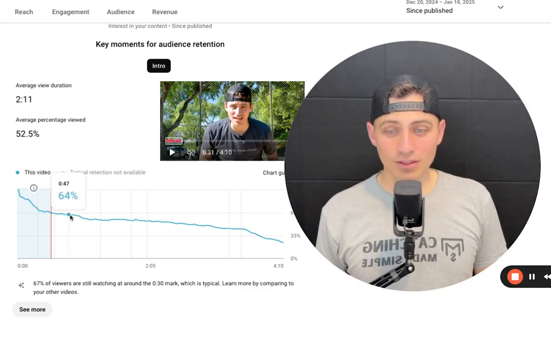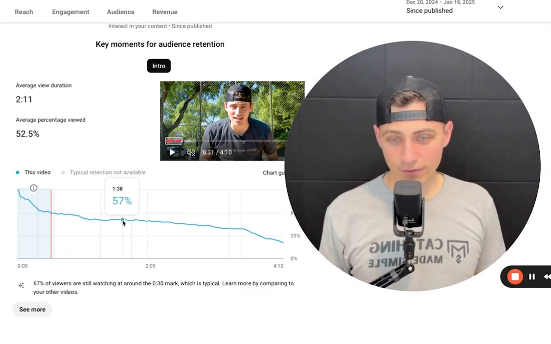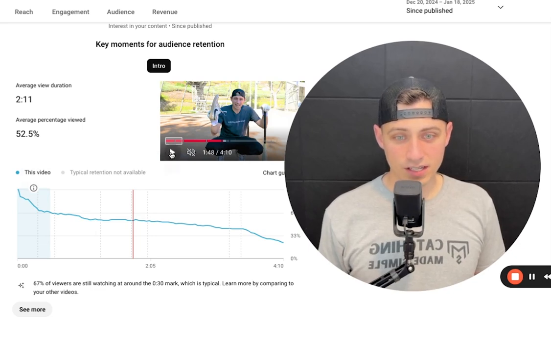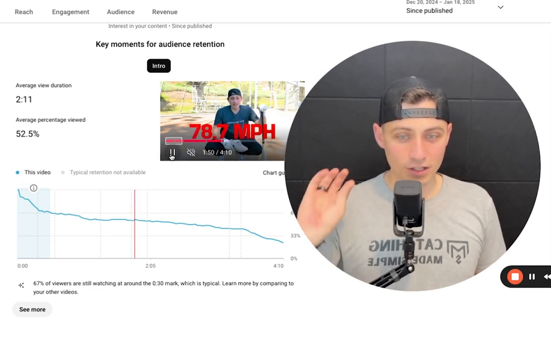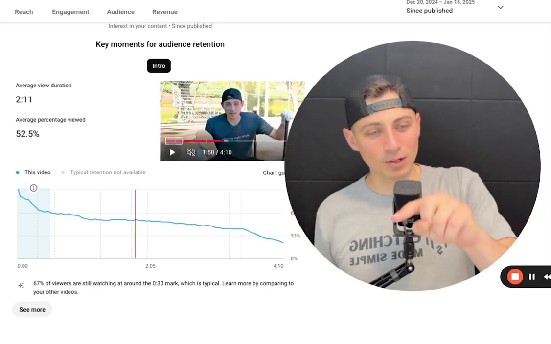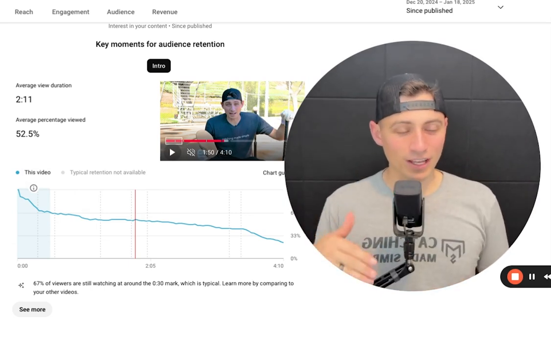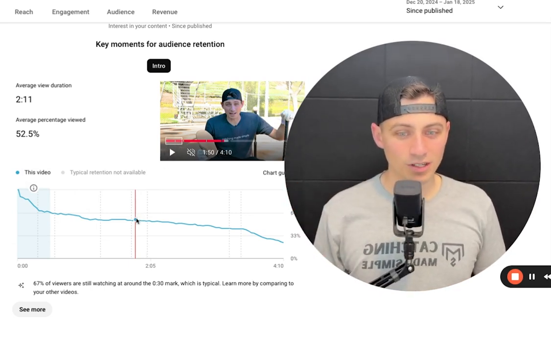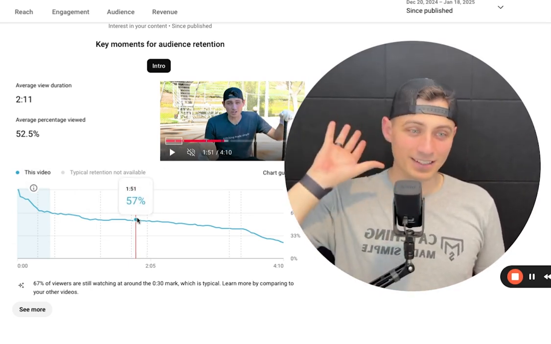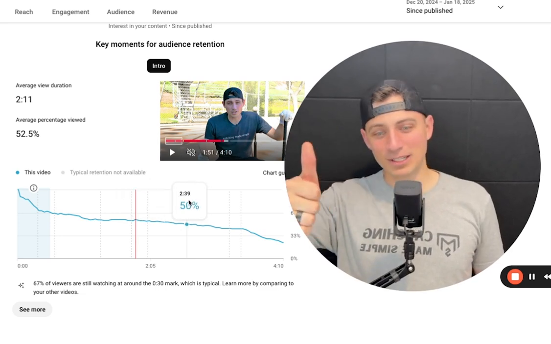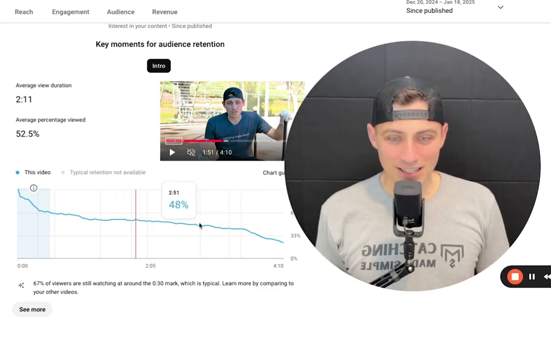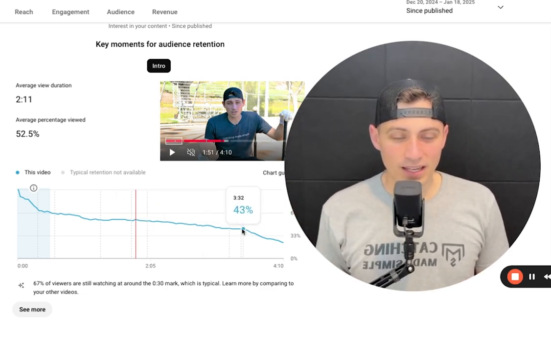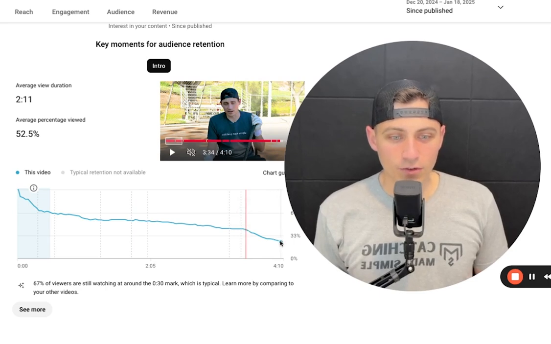So as we go through this, this is still pretty good. It flattens out even a little bit more right here. There's a little spike, and this is interesting because look at what is the spike. It's people double clicking back so that they can look at what showed up on the screen, which was the miles per hour. So again, text on screen seems to be a good thing as we look at this.